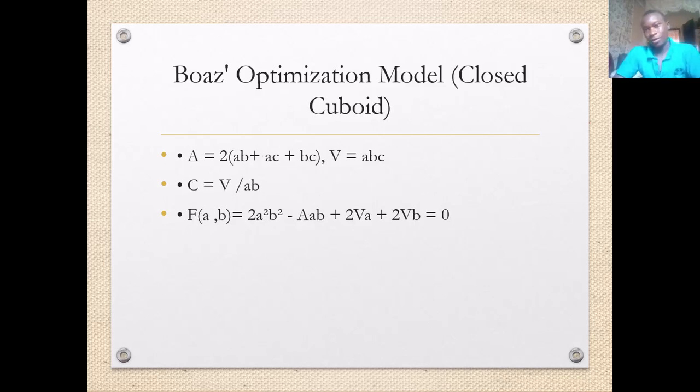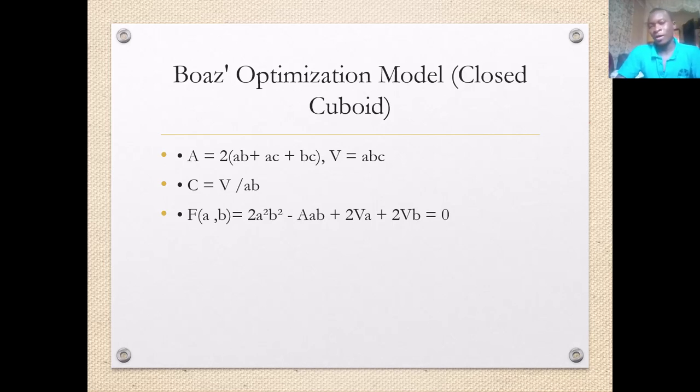So the Boas optimization model: let's begin with the closed cuboid, the closed system. We have the surface area as 2 into AB plus AC plus BC, and the volume V is equal to A times B times C, as we know. And then C is the expression of the height from the volume. Given V equals ABC, then C equals V over AB. And then we are going to have the final function, which is the model, f of A, B is equal to 2A squared B squared minus AAB plus 2VA plus 2VB equals 0.